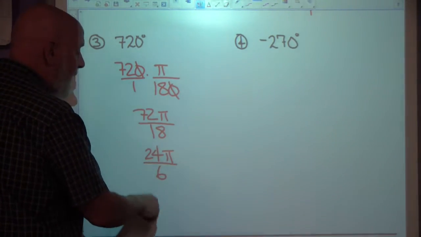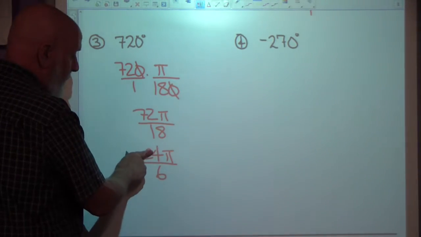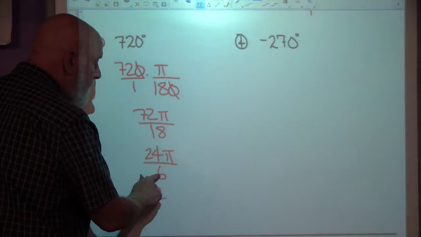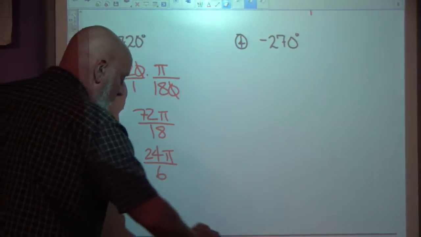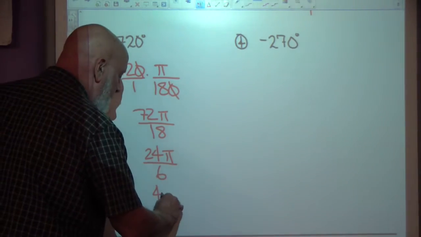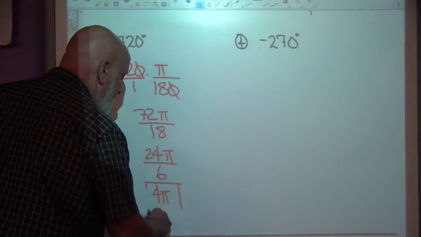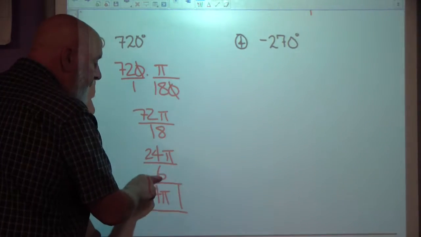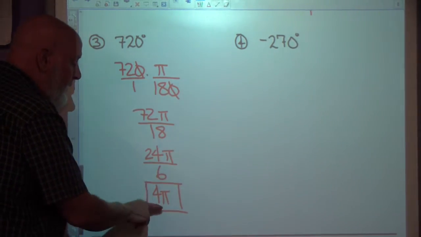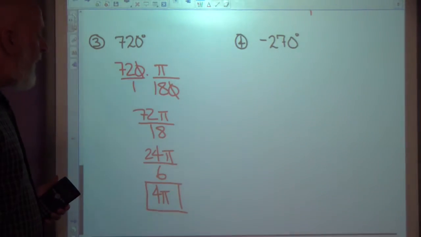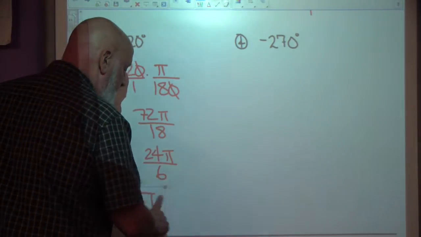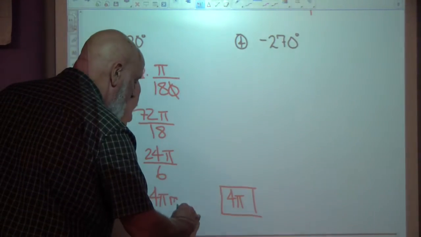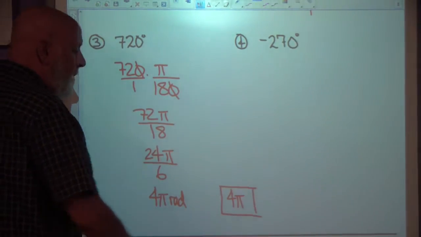And I say, hey, I can divide those by 3 again. Well, actually, I can just say 24 divided by 6, which is 4. 4 pi. There we go. I just reduced that. You could call it 4 pi over 1, but if you divide top and bottom of this by 6, or just go 24 divided by 6, you'll get 4. 4 pi radians. You can put rads next to it if you want to. Or just rad. Either one.